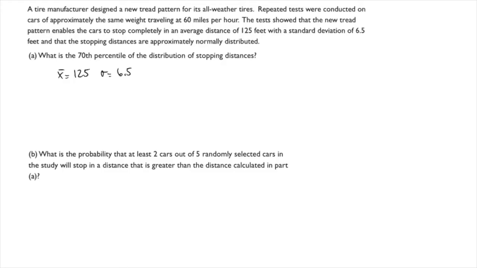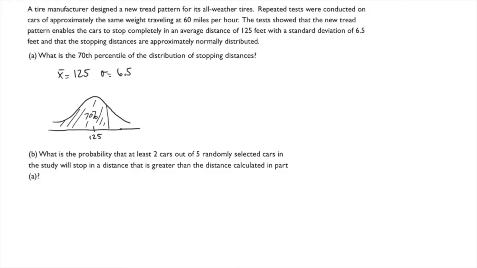They also tell me that the stopping distances are normally distributed. So I'm going to draw my little curve here. Always a good idea, right? So 125 goes here. And they ask us, what is the 70th percentile? Well, I know that 50 is in the middle. So 70 is probably somewhere like this, right? 70% goes here. Demonstrating that I understand what the mean is, the fact that it's normally distributed, and I've written down the standard deviation. These are all important parts to get full credit for this question.